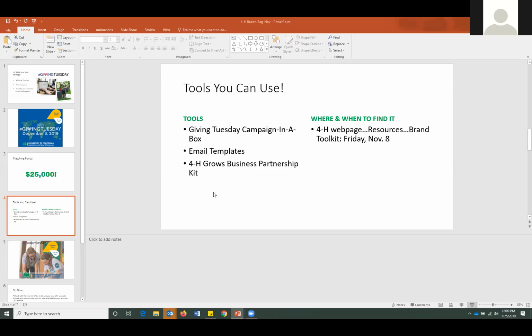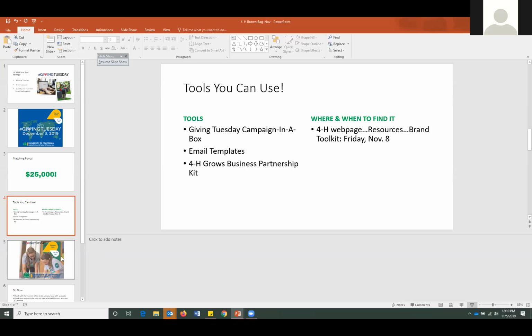There will also be email templates available to you so that you can encourage people via email to participate not only in Giving Tuesday, but to make year-end gifts throughout the month of December. And then I wanted to throw in a little plug that Mary's going to talk about this in a minute as well. There is a 4-H Grows Business Partnership Kit that will be available to you as well, which will help in developing relationships with potential sponsors. And I'll let Mary talk a little bit more about that. But all of these tools are going to be available to you on the 4-H website under the Resources tab in the Brand Toolkit, and they will be available to you by this Friday.